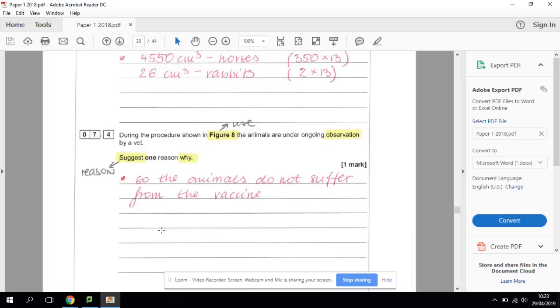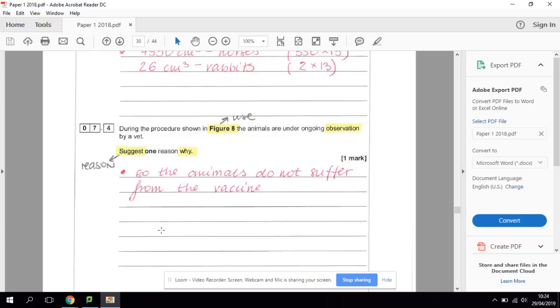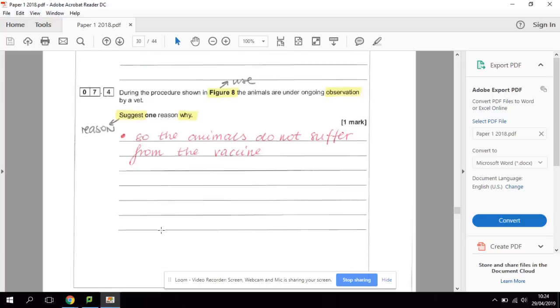Then we've got, during this experiment shown in figure 8, so you must use figure 8, the animals are undergoing observation by a vet. And why would that happen? Of course, they've been given the vaccine, so the vet makes sure that they don't suffer from the vaccine. So that's the reason.